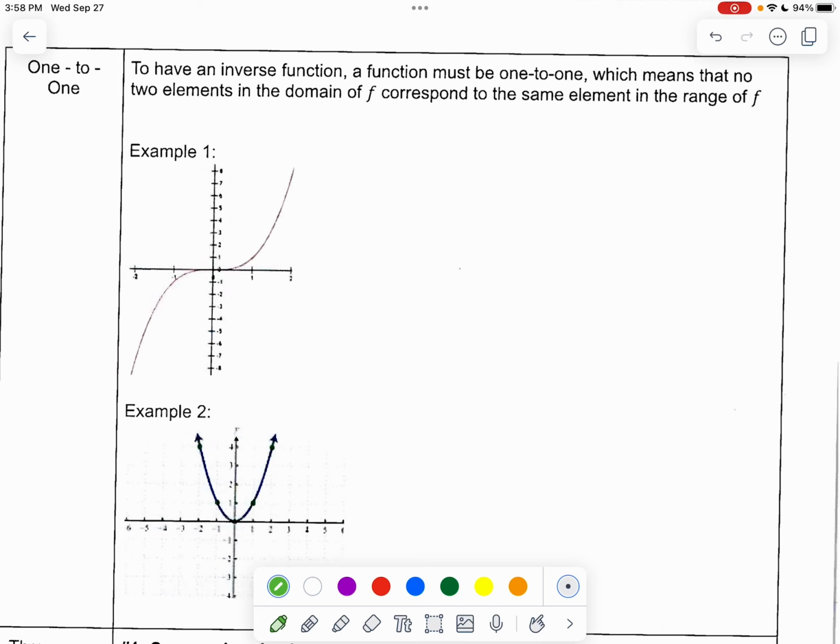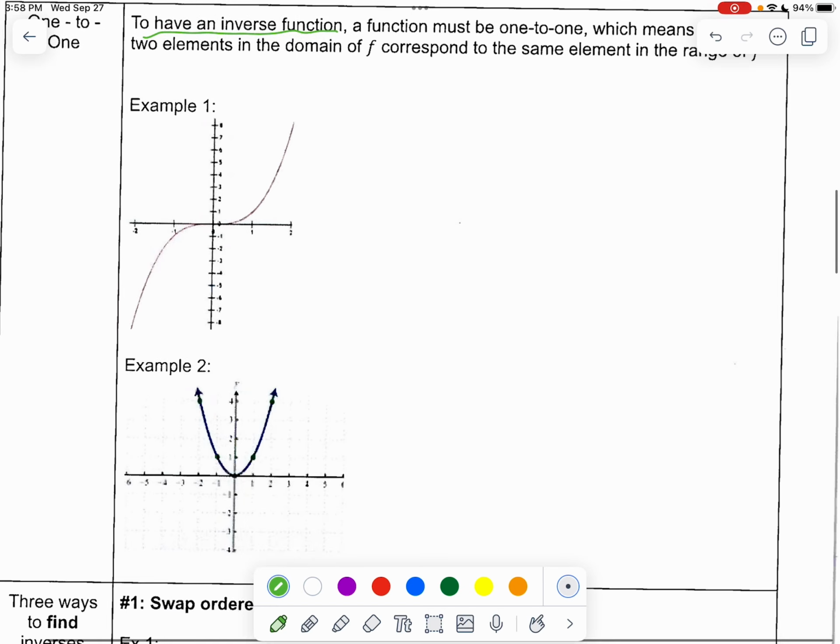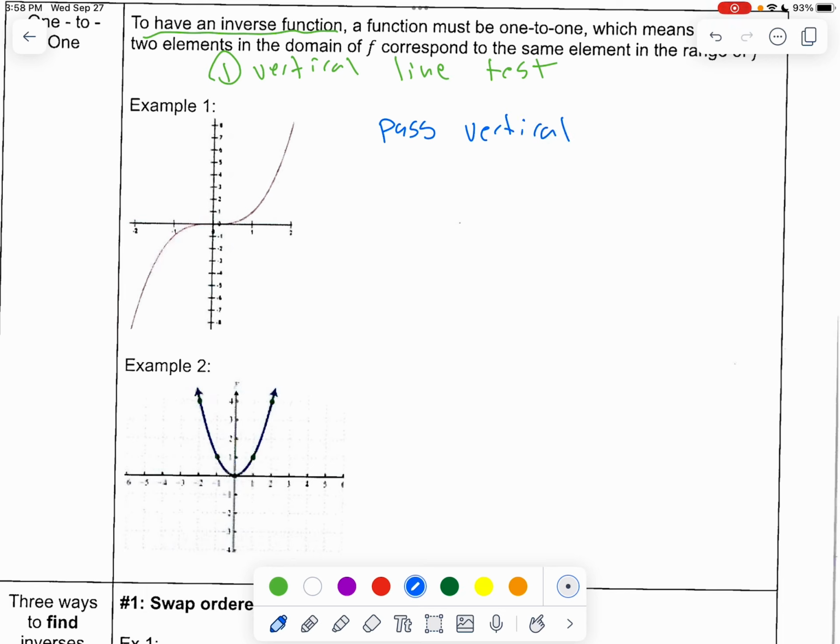So this is what we're doing. Just highlight the fact that this is. So graphically, what you're going to do first is check your vertical line test. If you look at example 1 and 2, they both pass the vertical line test. So I'm going to make that note: passes vertical line test.